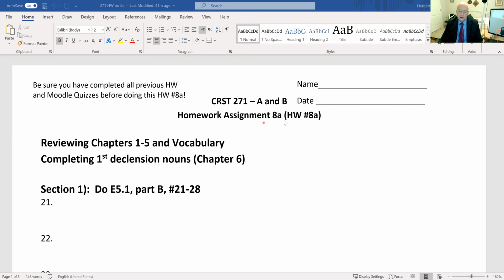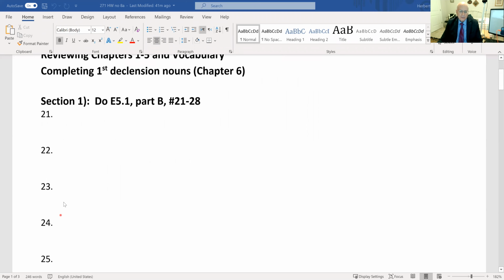This homework assignment is called 8A because there will be an 8B. In the first section, I'm asking you to review chapter 5, and so we're taking sentences out of the textbook in exercise 5.1, part B. Actually, we can go there and share that screen again.